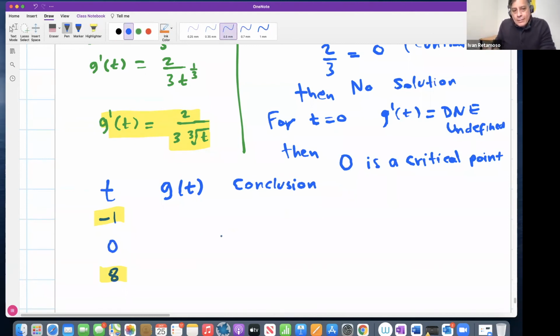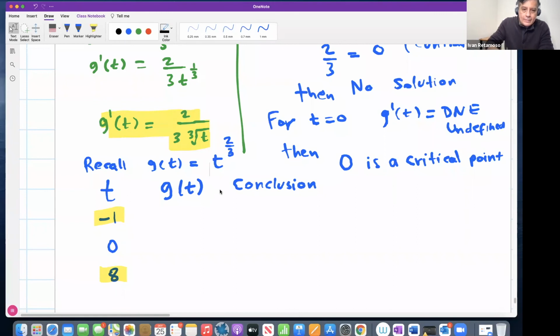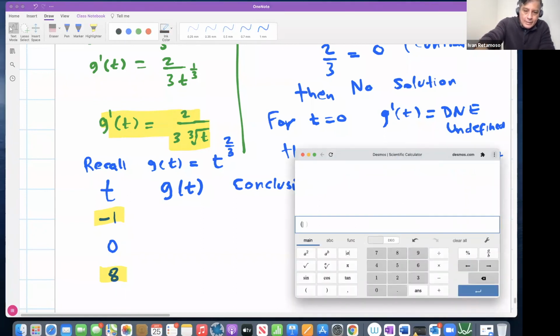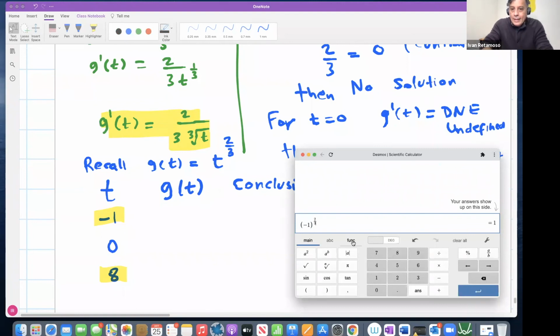Great. Now let's go ahead and do evaluations on the original function. Recall the original function g of t was t raised to 2/3. So there we have to do the evaluation. The first evaluation should be at -1. You can use the calculator. So -1 raised to 2/3, I get 1, because it's the cube root of -1 squared, which is 1. Yeah, 1 will go there.